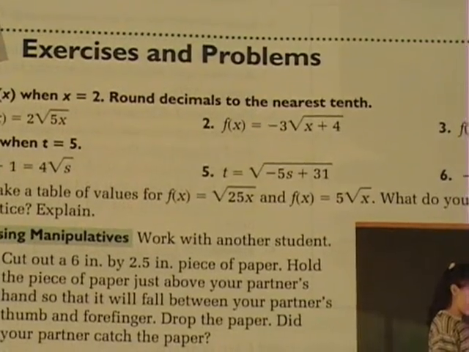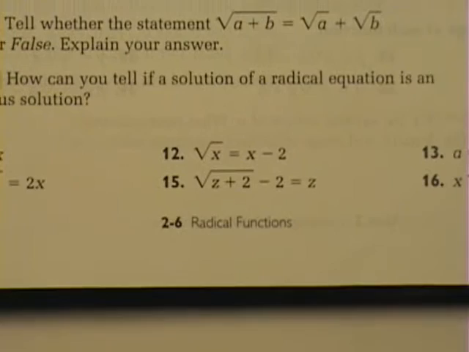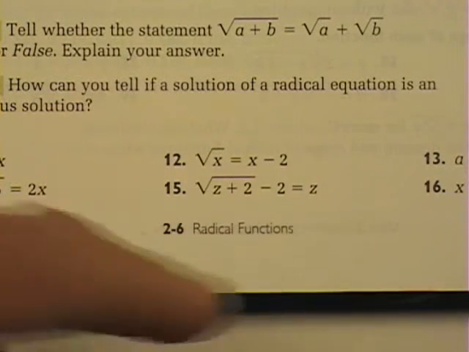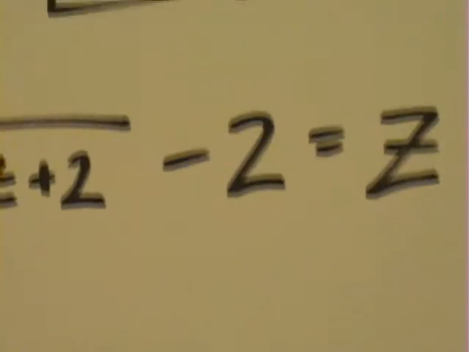Okay? But now down here at the bottom, I'm going to take some time to do this problem number 15 here. The square root of z plus 2, minus 2, equals z. Alright? So take the book away and zoom out.